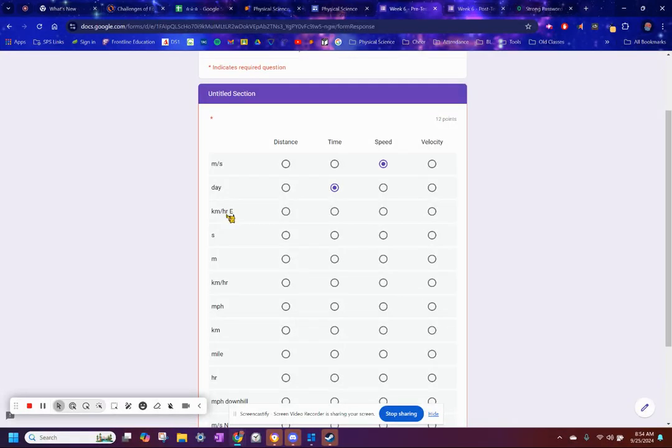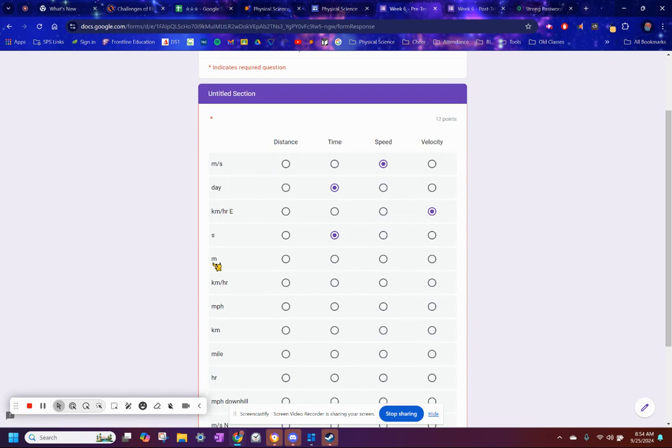Kilometers per hour. Distance over time with the big letter at the end, which probably is going to represent north, south, east, west, up, or down. That's going to be a velocity. If you see something at the end, it's probably giving you a direction, which tells you it's going to be velocity. S is seconds. Seconds is time.